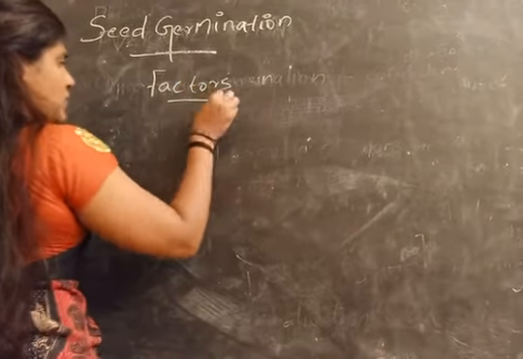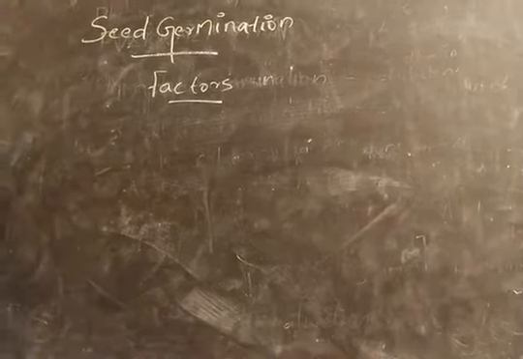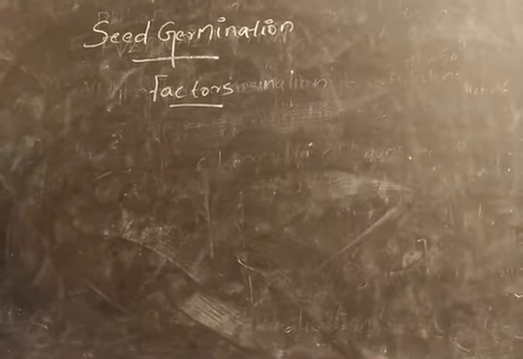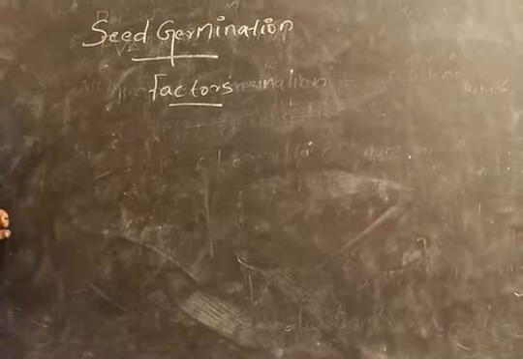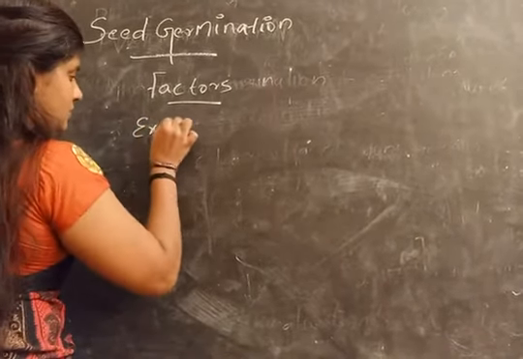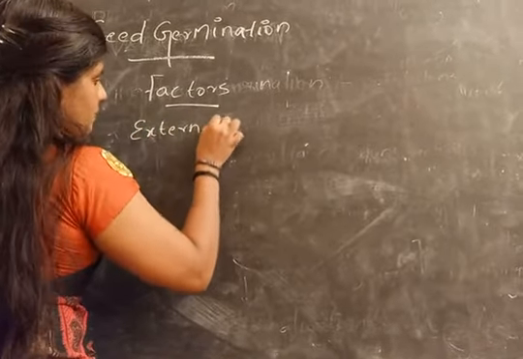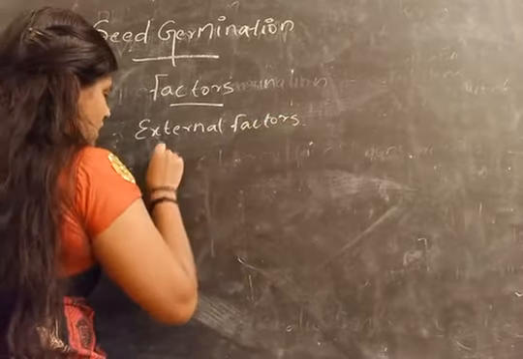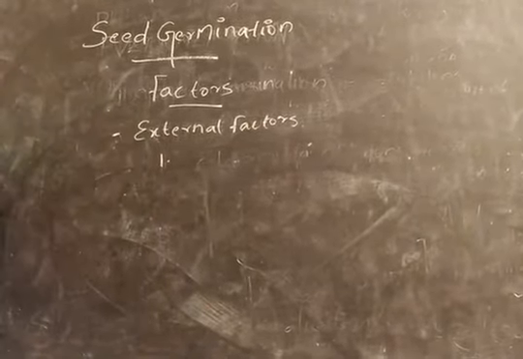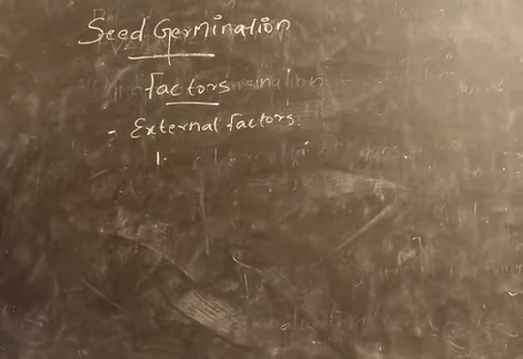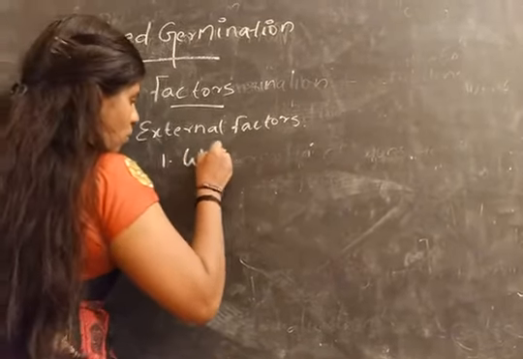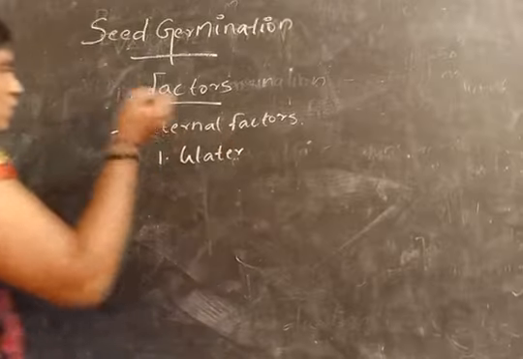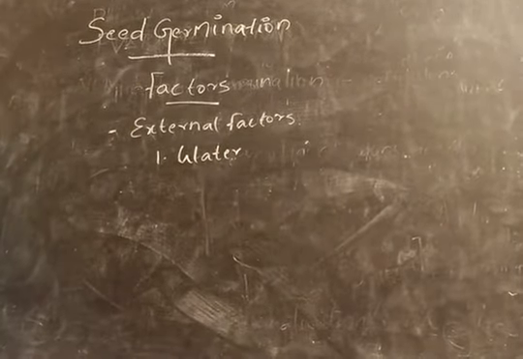First we can look at the external factors that affect the germination. What are the external factors? The first main factor is water. Water is the first external factor.